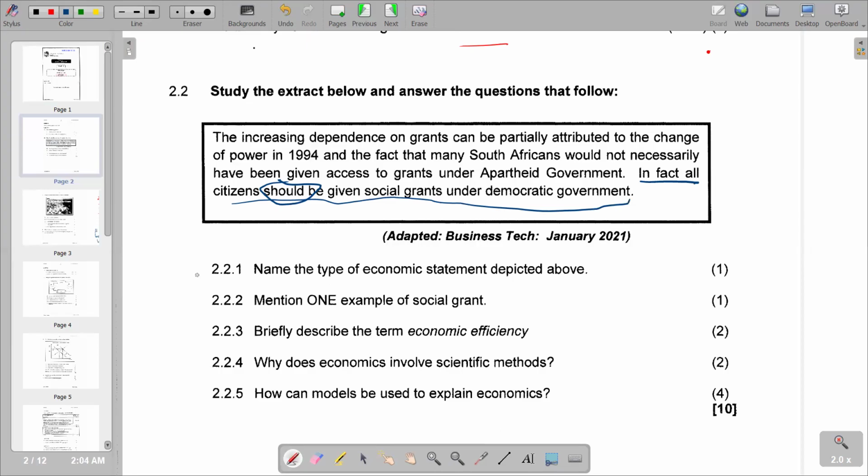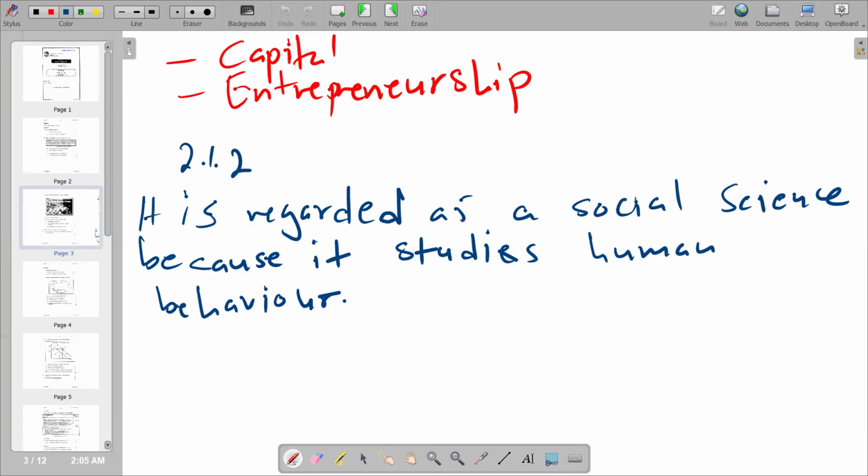So we are just going to indicate it as a normative statement, and we know that the explanation of a normative statement is a statement that makes a value judgment or preference on one outcome over another. So by should be, there is a preference that is coming in that makes the statement a normative statement. So we are saying 2.2.1, it's a normative statement.